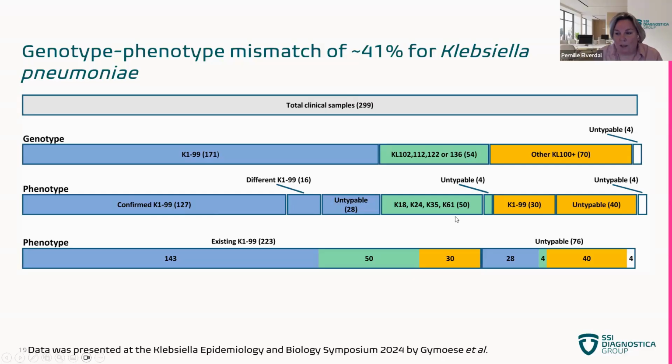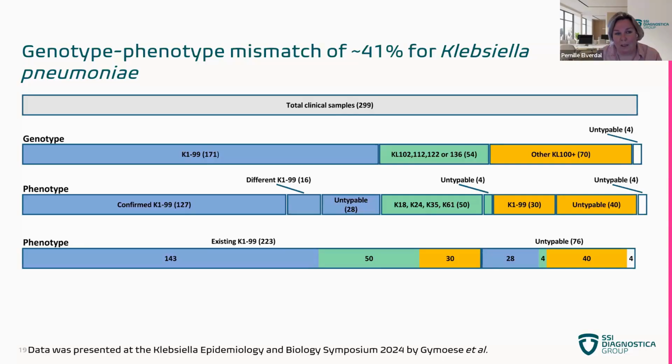They also found that 50 out of the 54 samples were actually known K types, so they were not new serotypes, which the genotypic method had suggested. They were actually known types.